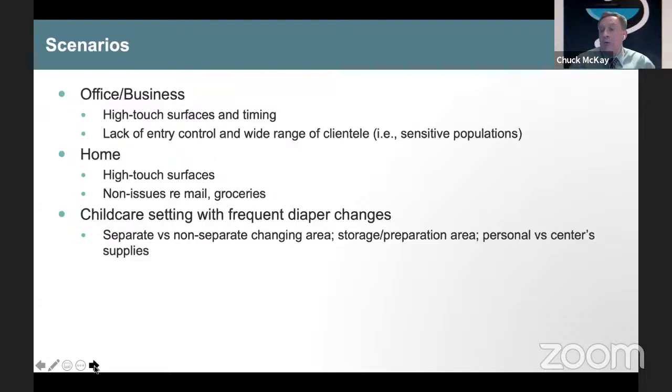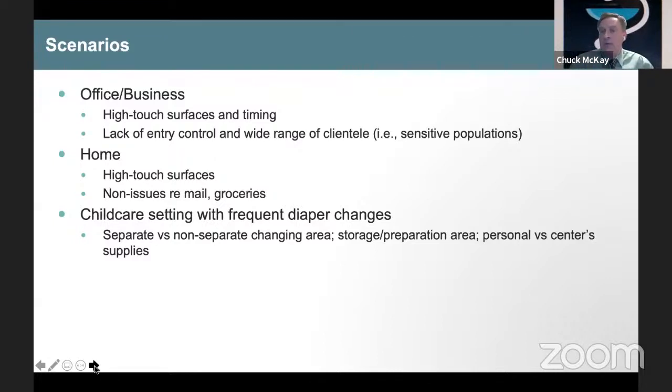So there are defined regulations for how often to clean in childcare settings, whereas at home you may not disinfect a changing table every time you use it, but you would want to clean the pad that was being used. In a childcare setting, that's a requirement. So the issues then become, what disinfectant do you choose?